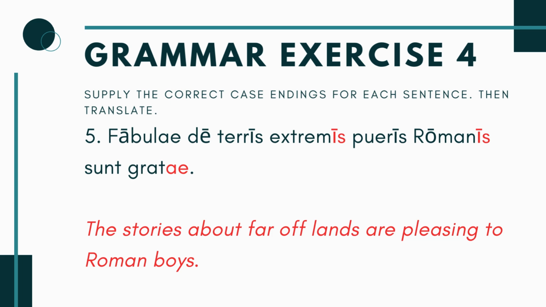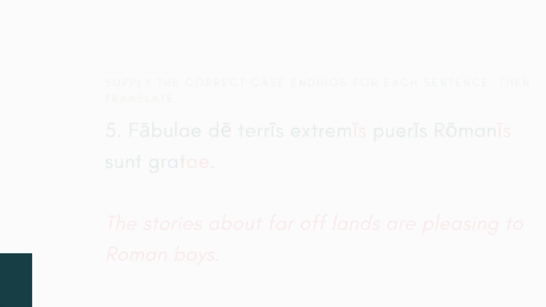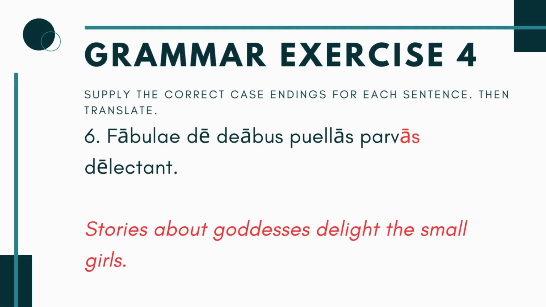It's pleasing, or sorry, the stories are pleasing to the boys. Now, romanis is describing pueris, right? These two words are going together. So romanis and pueris are both dative, plural, masculine, right? So you're saying the stories about far-off lands are pleasing to Roman boys, pueris romanis, okay? So that one's a little trickier as you try to piece together where all these adjectives are going.